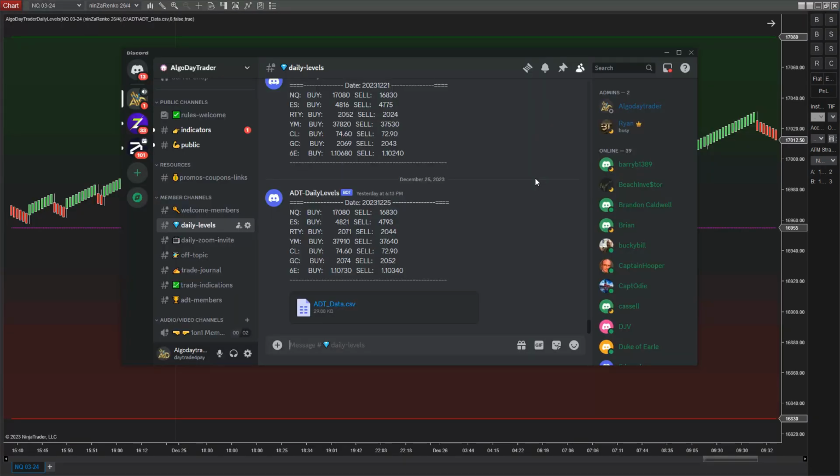Okay, so now let's go over why was I bullish first thing in the morning on the Nasdaq. So these are the levels I post in Discord every evening. Every evening after 6 p.m. after Globex opens Eastern time, I post buy and sell levels for 7 different markets. Since most of us here trade the Nasdaq, I'm going to use the Nasdaq as an example, but of course same is true for all the other markets as well.